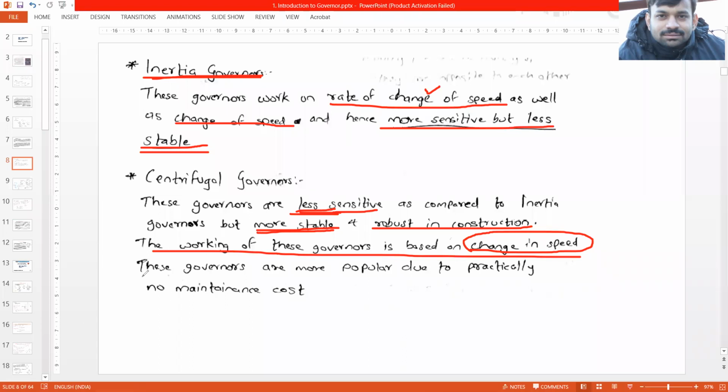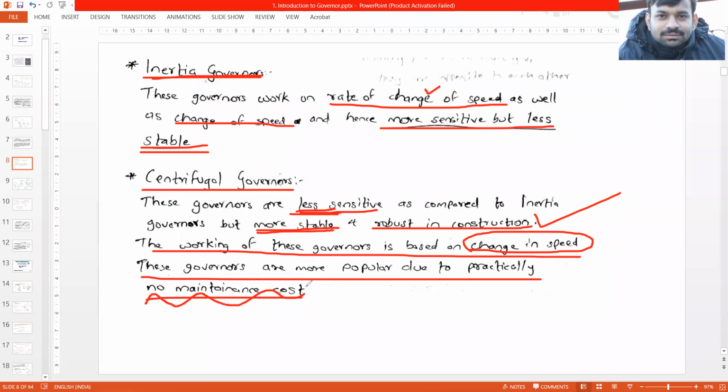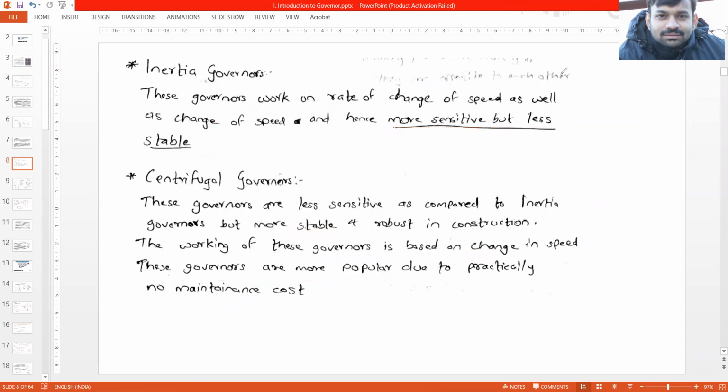Okay. Also, these governors are more popular due to practically no maintenance cost. So one, its construction is robust, that is its manufacturing and assembling is easy compared to the inertia governors, and also there is very minimal maintenance and running cost in case of centrifugal governors. Therefore, these are more popular. Okay. All right. Moving forward.